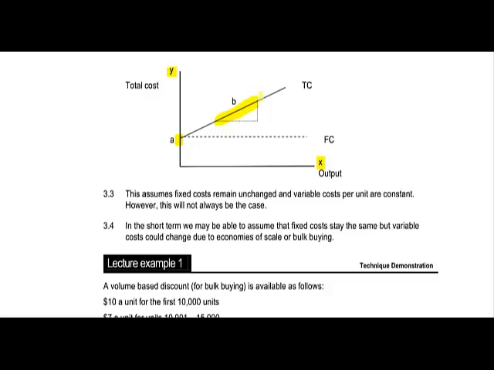Now obviously what that assumes is that fixed costs stay the same and that variable costs per unit are constant. But what could happen is a volume-based discount. In other words, you get some sort of discount for buying in bulk, and that will alter what this looks like.